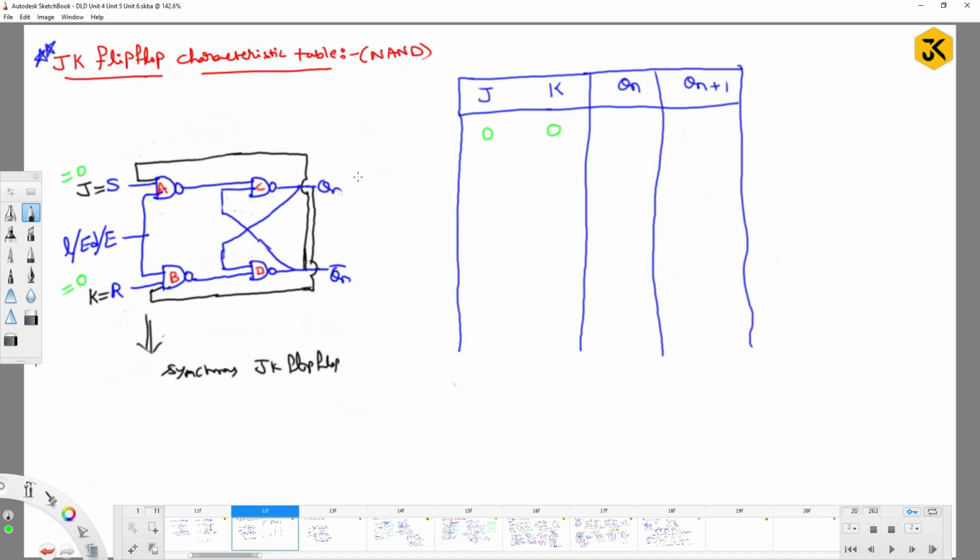So what we can do now is simply assume Qn as 0. Once you assume Qn as 0, what might be Qn bar? As per our explanation, it should be 1. Once Qn bar is 1, this 1 will reach the A NAND gate input. As Qn is 0, it will reach the B NAND gate input. Now we are able to solve it.